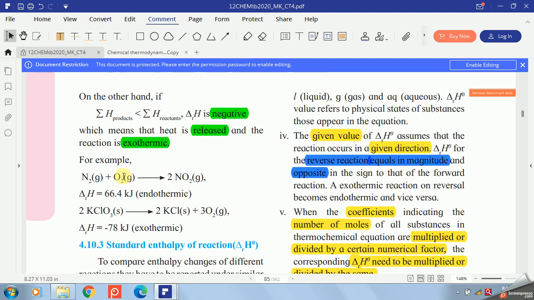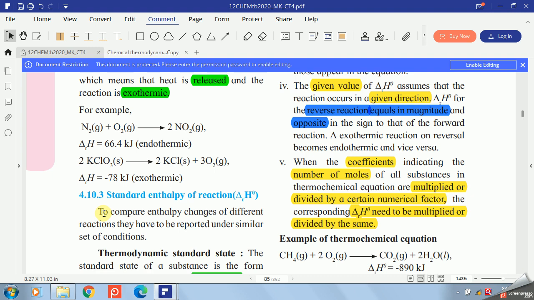So some examples are given. Nitrogen plus oxygen gives nitrogen dioxide. Here it is a plus sign, which means the reaction is endothermic. And decomposition of potassium chlorate gives 2 KCl plus 3 O2, with minus 78 kilojoule heat of reaction. So it is an exothermic reaction. From the value you can easily identify whether the reaction is endothermic or exothermic.